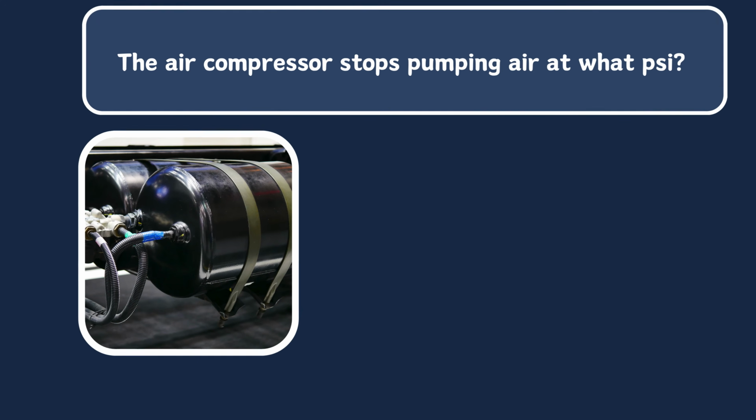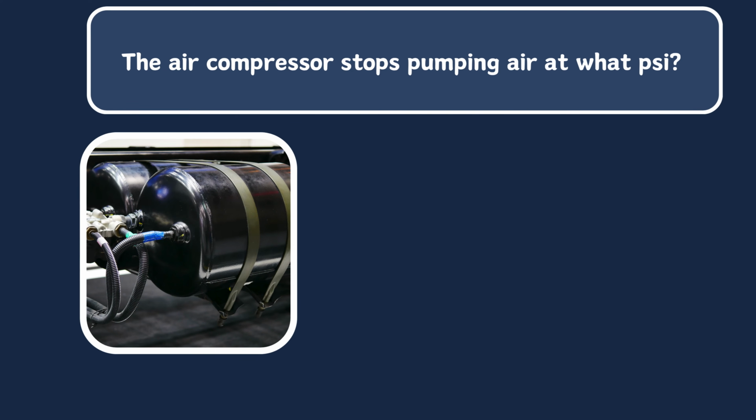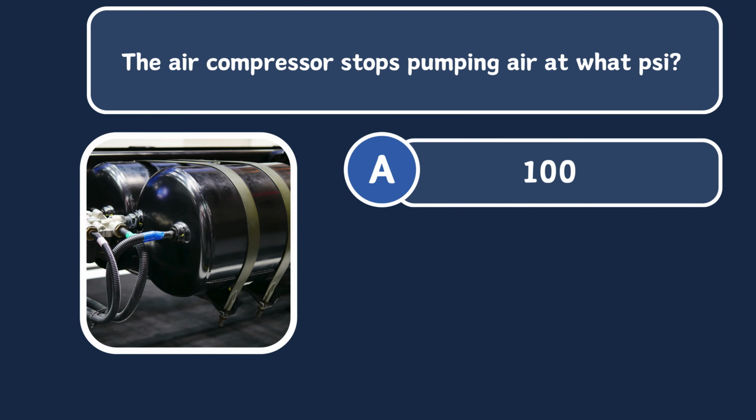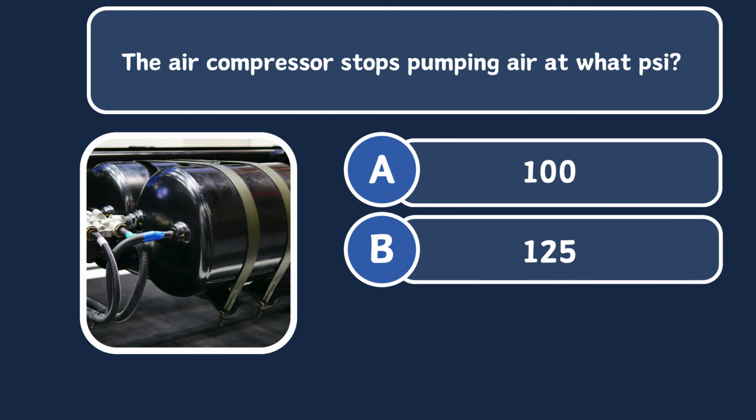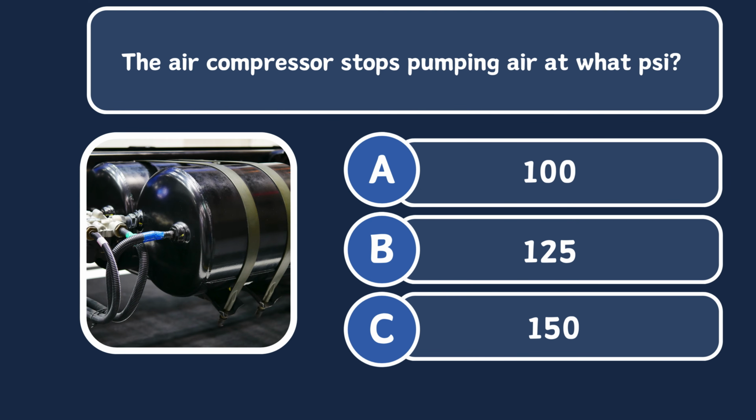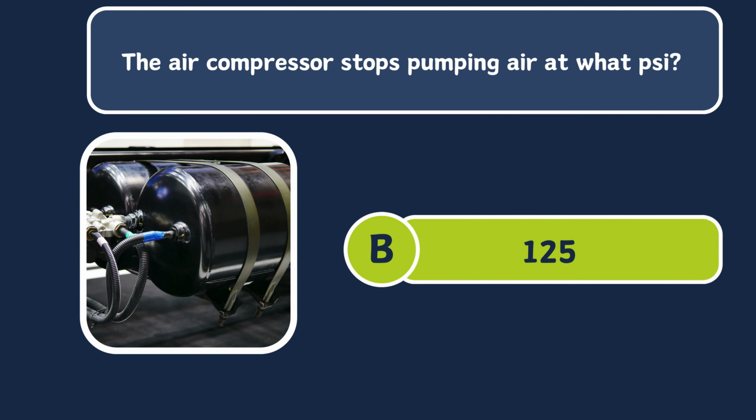Question 9. The air compressor stops pumping air at what PSI? A. 100. B. 125. C. 150. Correct answer is B. 125.